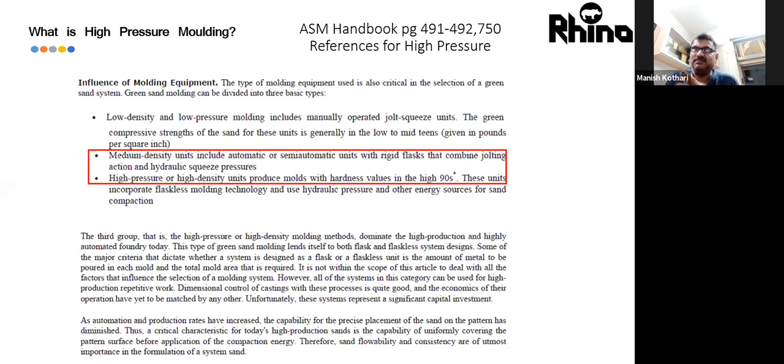There have been machines where I've seen the jolting is done pneumatically, squeezing is done hydraulically. A lot of different combinations are there, but all we have to see is what the quality of the mold is, and whether we are achieving the required outcome or not. So these are some definitions and the presentation. I think Sandeep ji, you can share with everybody after we are completed.